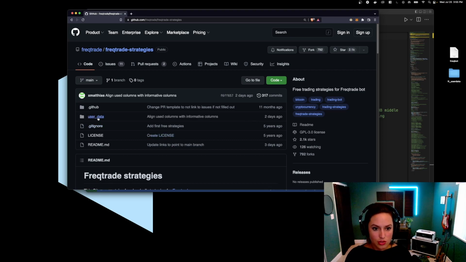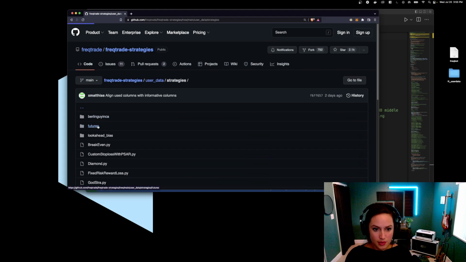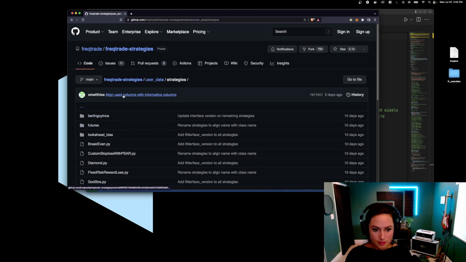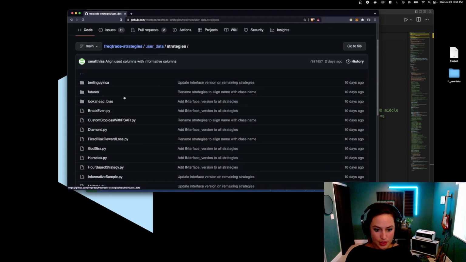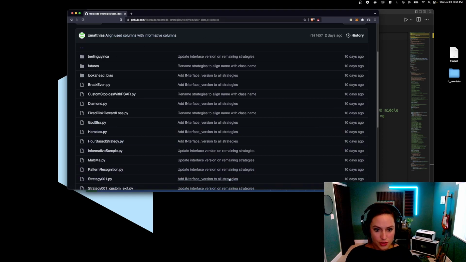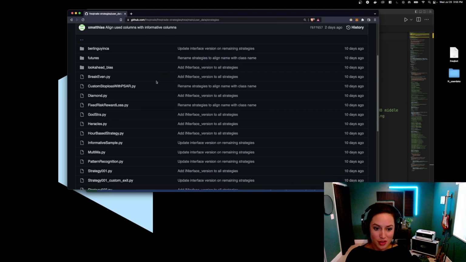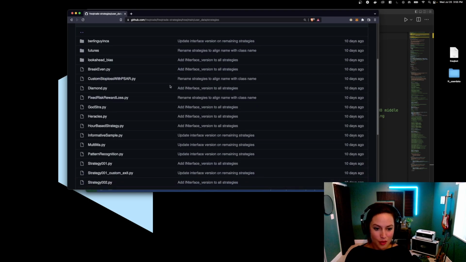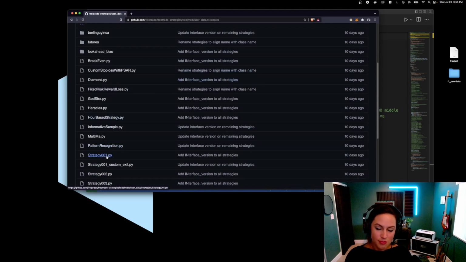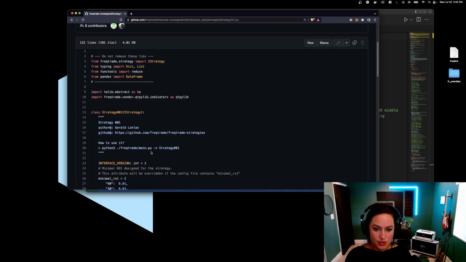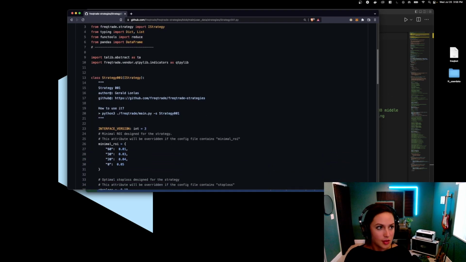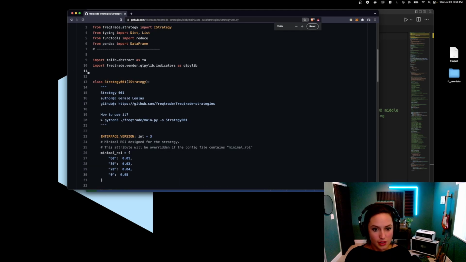So let's go to the user_data directory and the strategies subfolder. This is where you can see all of the strategies that are given to you in the Freqtrade strategies repo. Super cool. I want to download or just peek into strategy 001. And let me zoom in here.